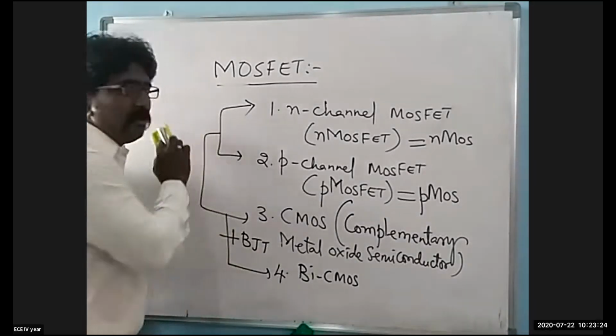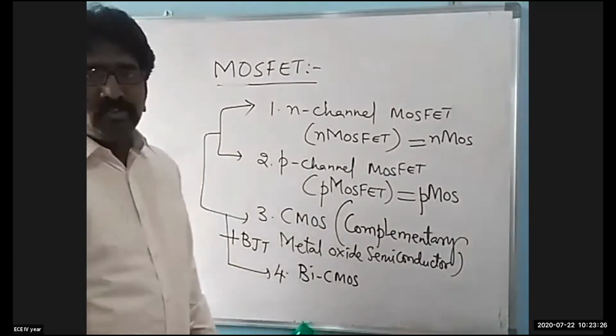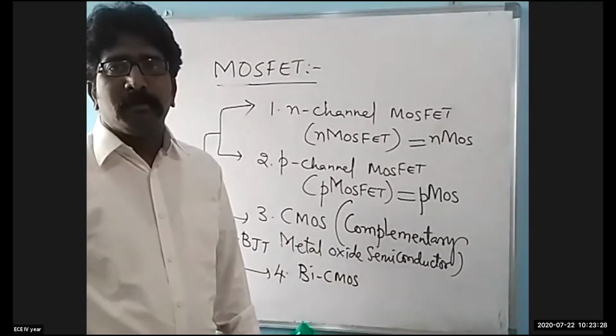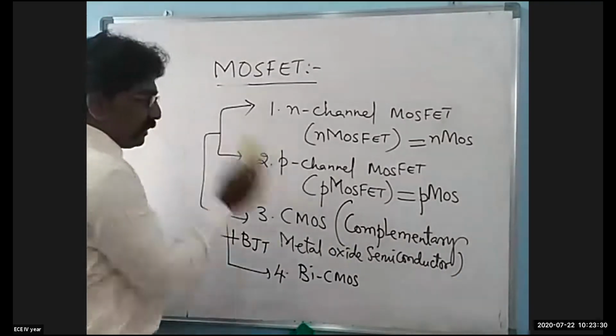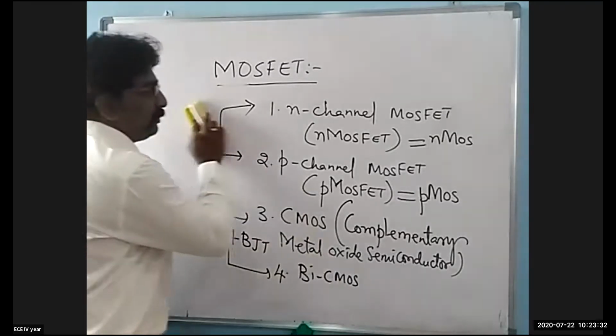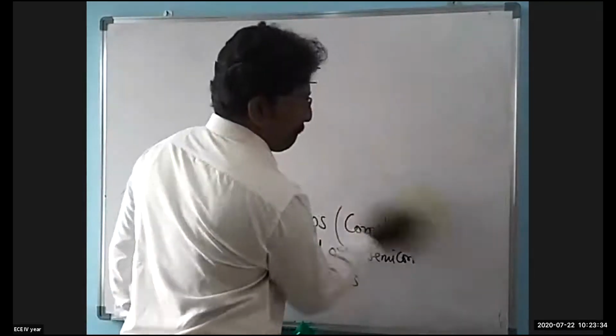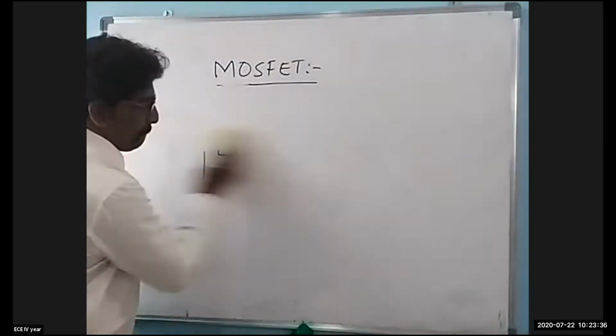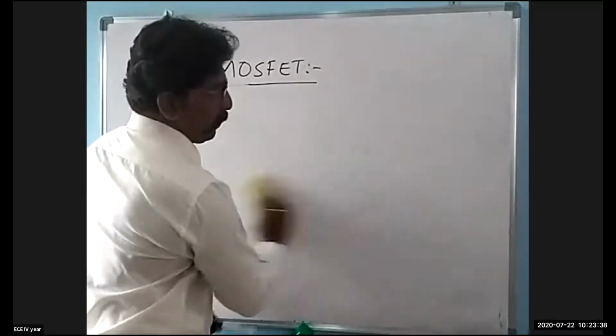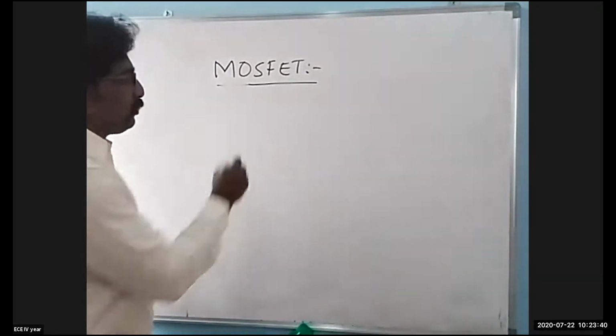So let us now see the structure or the symbol of nMOS and pMOS, and also the CMOS. First one, nMOS.